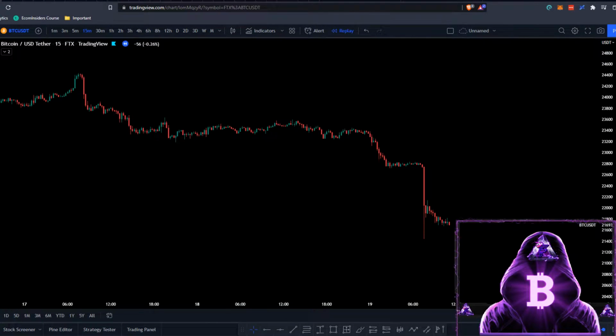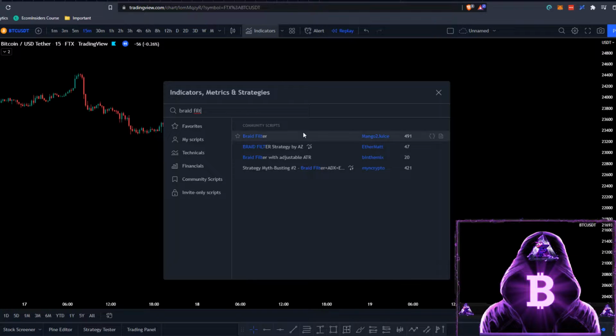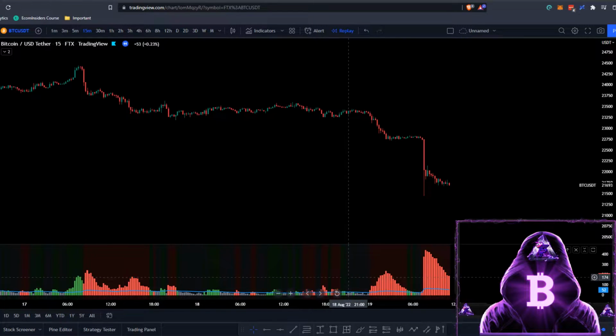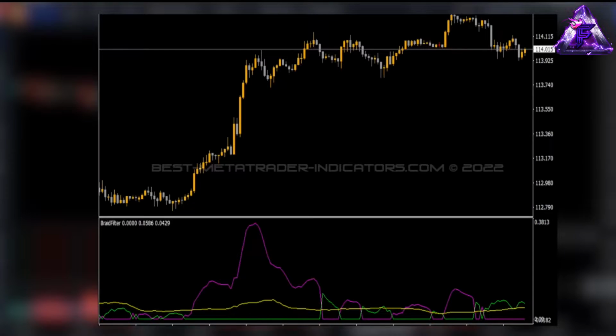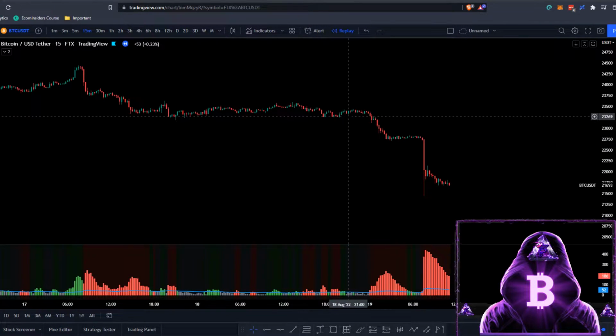Okay, so we're currently sitting on the Bitcoin versus USDT on the 15-minute time frame, and the indicator I want to show you is called Braid Filter. And it is this one here by Mango2Juice. Right away, I do want to mention that this is not an original version of this indicator. The original version actually does consist of three lines, and in my opinion, it is a bit harder to read. This particular indicator is the second version of the Braid Filter. As we can see, it is very easy to understand, so even a beginner can use it. There is also another version that does color the bars, but unfortunately, it's currently not available on TradingView.